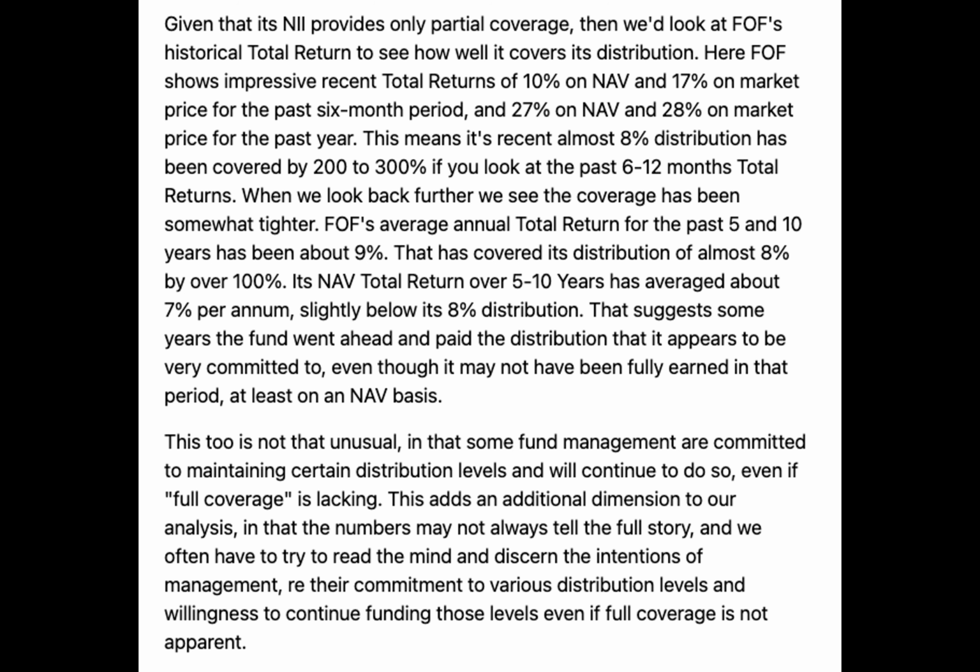When we look back further, we see the coverage has been somewhat tighter. FOF's average annual total return for the past 5 and 10 years has been about 9%. That has covered its distribution of almost 8% by over 100%. Its NAV total return over 5 to 10 years has averaged about 7% per annum, slightly below its 8% distribution. That suggests some years the fund went ahead and paid the distribution that it appears to be very committed to, even though it may not have been fully earned in that period, at least on an NAV basis.